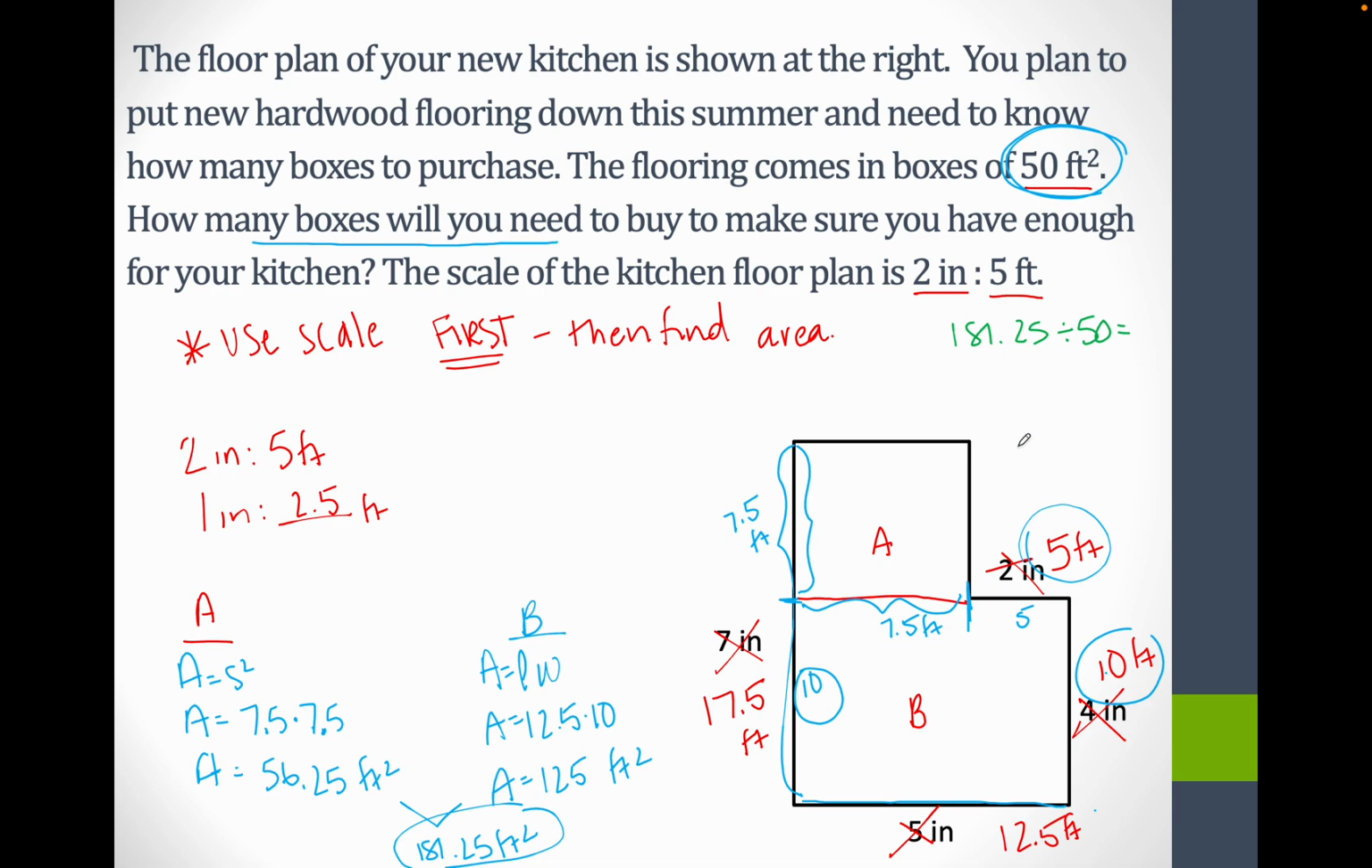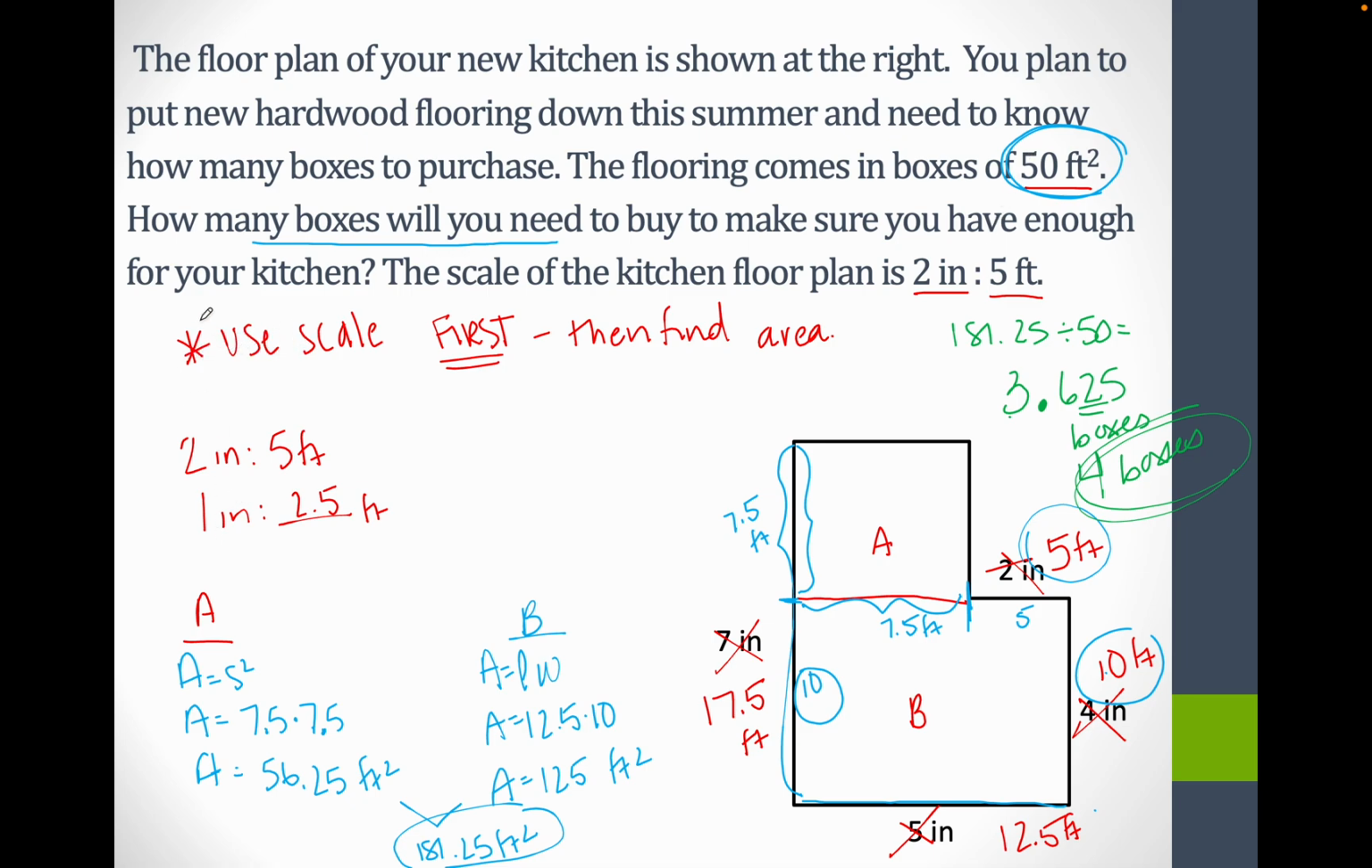Now, that's not going to go in evenly. You're going to get 3.625 boxes. But let's think about this. When you go to the store to buy something that's in a box, can you buy a fraction of a box? No, you cannot. If I only buy 3 boxes, I won't have enough because I need more than 3. So I am going to say I need 4 boxes of flooring.